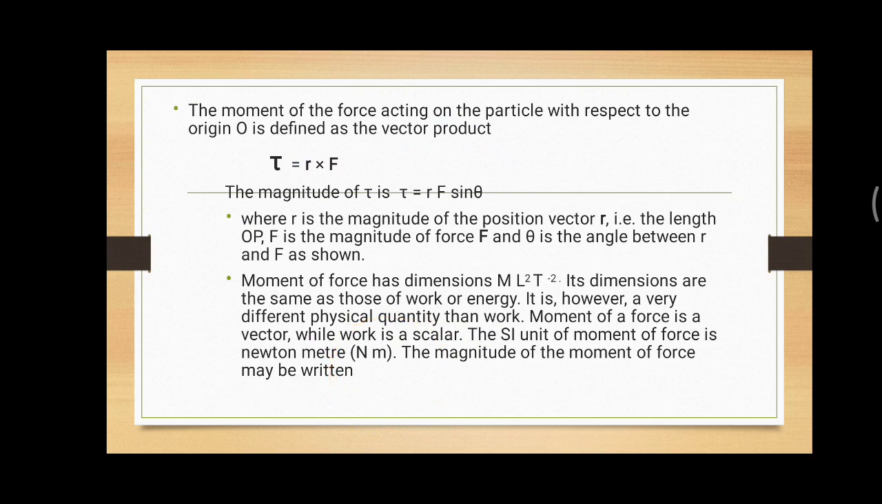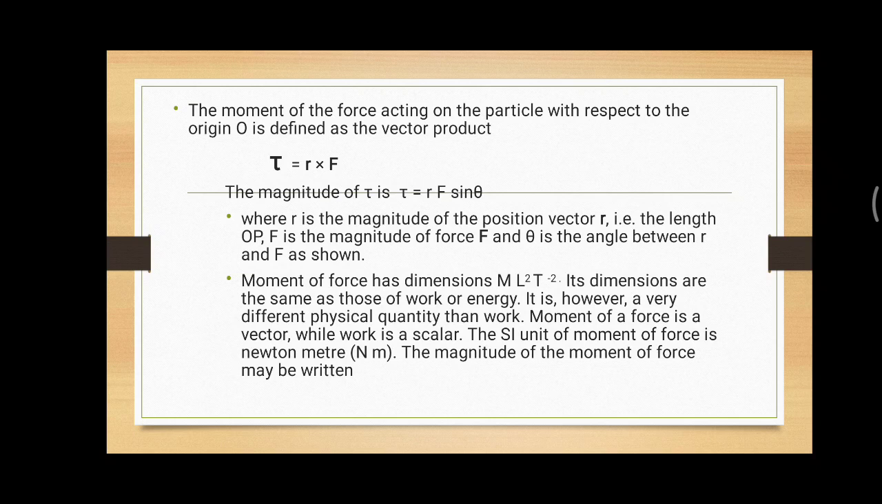So the moment of force is represented by tau, which is the vector product of the radius r and the linear force F. Tau is r cross F. Here the moment of the force is acting on the particle with respect to the origin. The particle is pivoted at the origin, so the distance between the pivoted point and the particle is r, that is the position vector of the particle P.